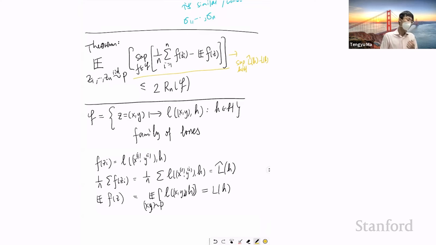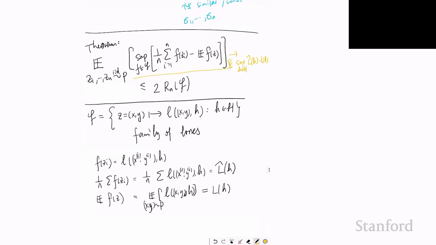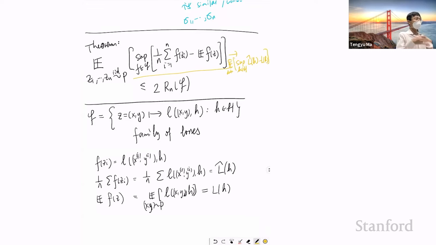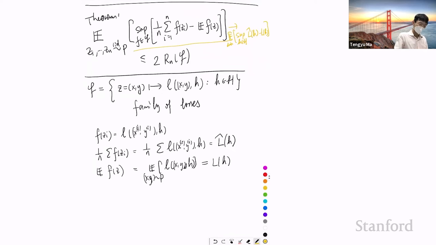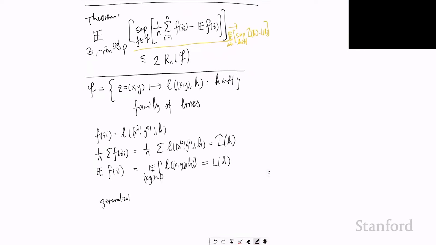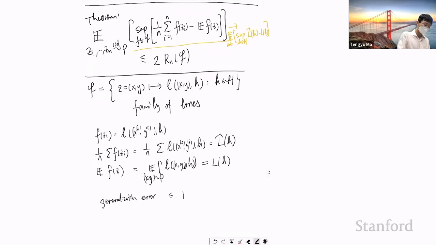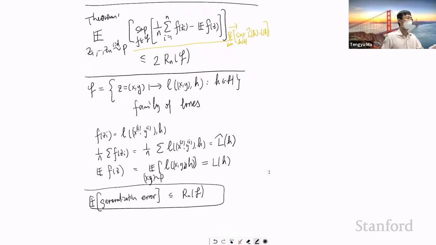And you take expectation over the randomness of the data. So that's the weaker version of uniform convergence that we outlined in the beginning of the lecture. You can bound this by the Rademacher complexity of this function class F, the Rademacher complexity of this family of losses. So basically, the theorem is saying that the expectation of the generalization error is less than the Rademacher complexity of F.